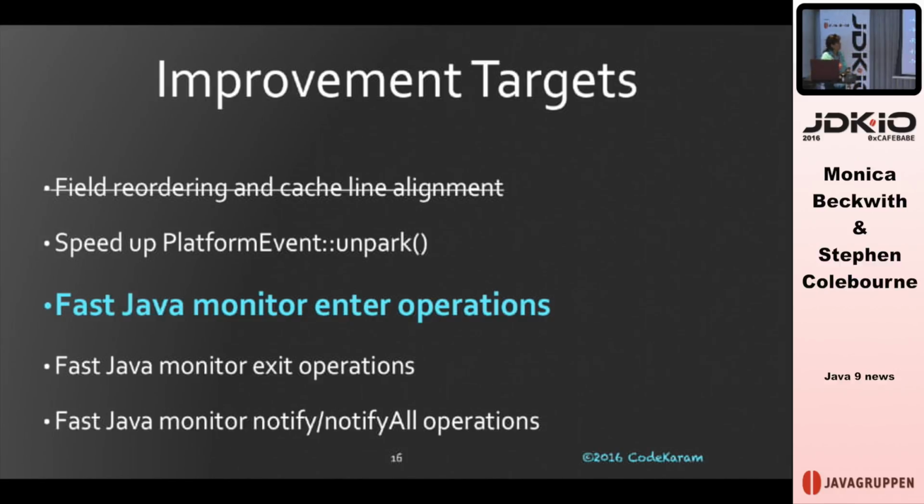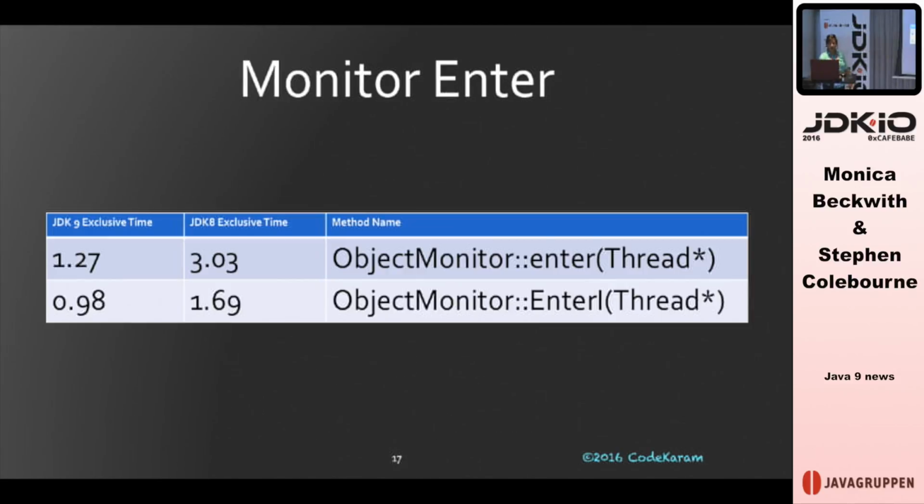I'll show you how you can see these things using that tool. So, fast Java monitor enter operations. In the tool, there were two different things, one call to the other. If you look at just the inclusive time, it itself is better. But I wanted to see the object monitor enter times exclusively, and even the exclusive time is much better. So see, this is 8, it's taking more time. 9, very, very little time.